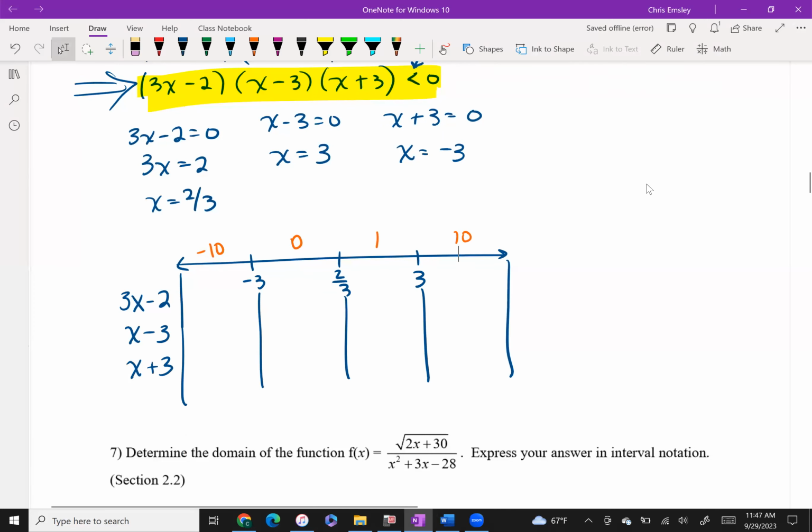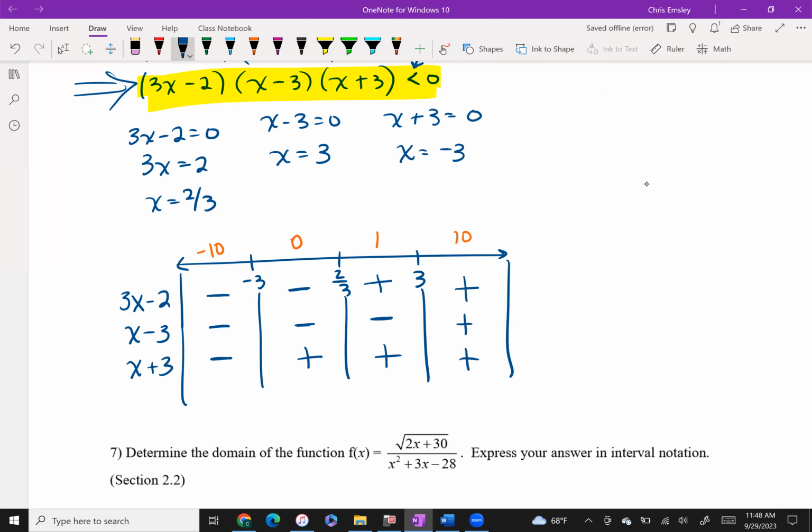Okay, I take each one of these test values and plug it into the factor I have over here on the side. So when I put negative 10 in for x, I get 3 times negative 10 is negative 30 minus 2, which is definitely a negative number. Negative 10 minus 3 is a negative number, and negative 10 plus 3 is also a negative number. I do the same for x equals 0. 0 minus 2 is negative, 0 minus 3 is negative, and 0 plus 3 is positive. Plug in 1, I get 3 minus 2, 1 minus 3, and 1 plus 3. And then finally plug in 10, and it turns out that they all end up being positive.